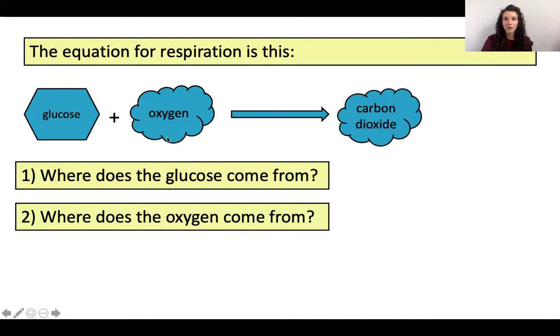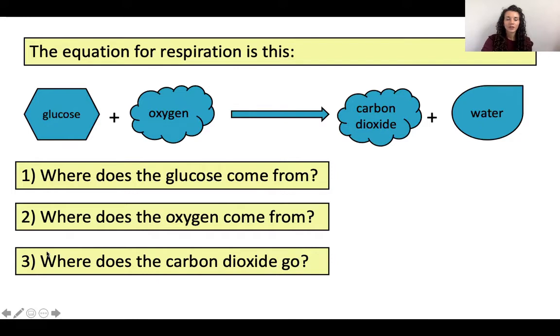Okay, and then one of the products is carbon dioxide. The other product is water. Where does the carbon dioxide go? So remember I said that it's a waste product and it gets excreted, but where? Where does it go? How do we get rid of it?